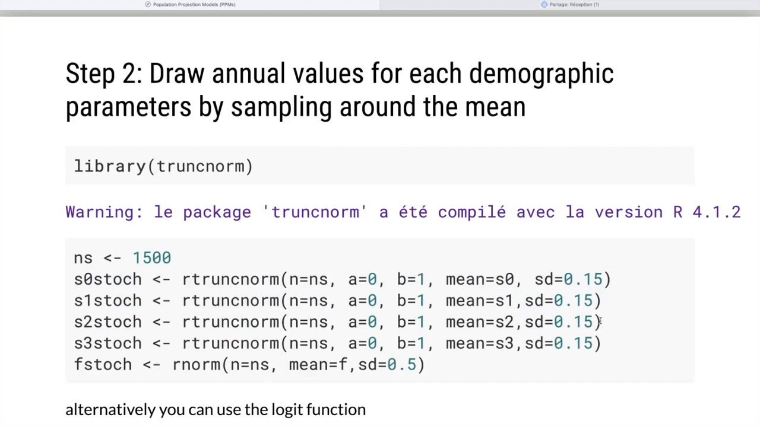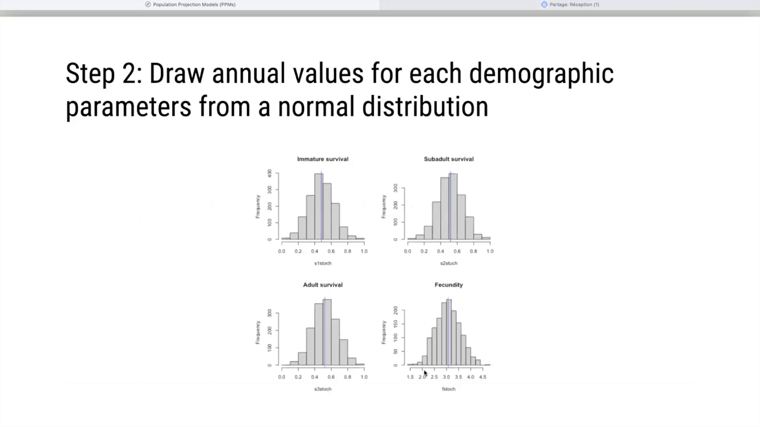And for fertility values, I'm using a normal distribution because the mean fertility was 3 point something, so I'm just sampling around this mean value. With the standard deviation, you could also use the one estimated from the data. So basically, the idea is to draw values from this distribution. Here I'm using normal distributions, but you could use directly the posterior distribution of your estimates obtained from the capture-recapture models and sample from it. So by sampling values each year from this distribution, we obtain a sequence of transition matrices to project the population.